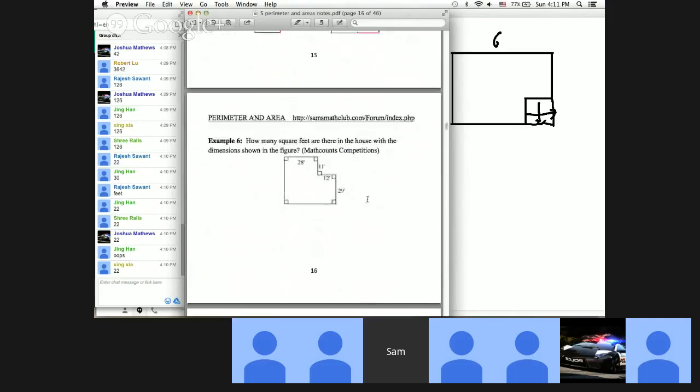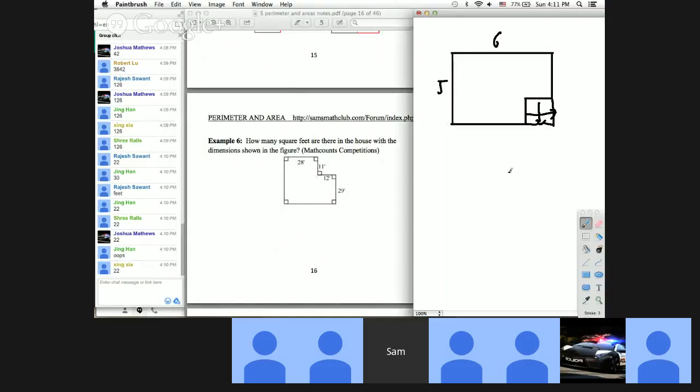So let's try this one. How many square feet are there in the house with dimensions shown in the figure? This is from Math Counts.